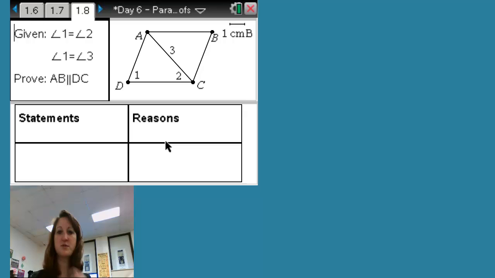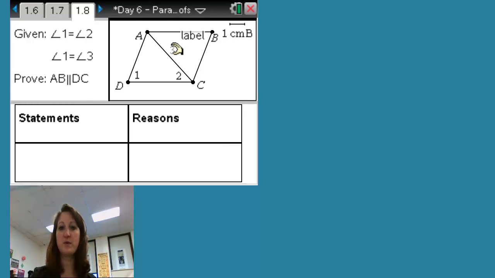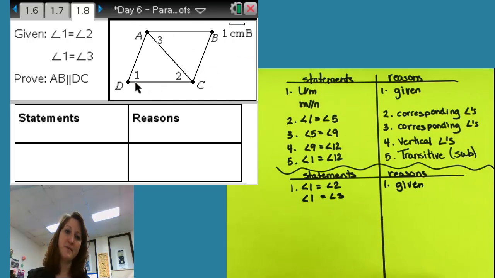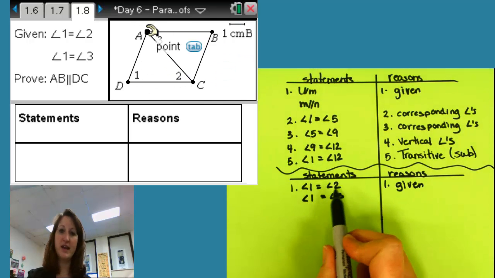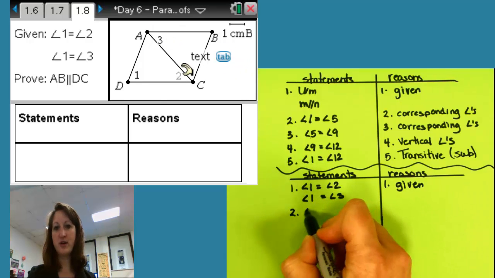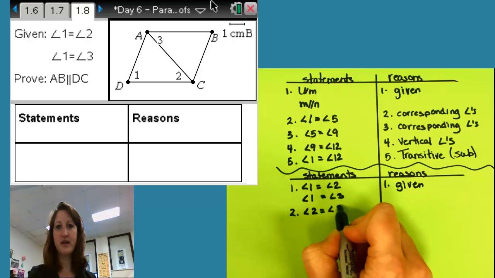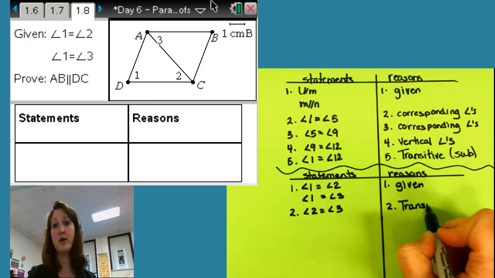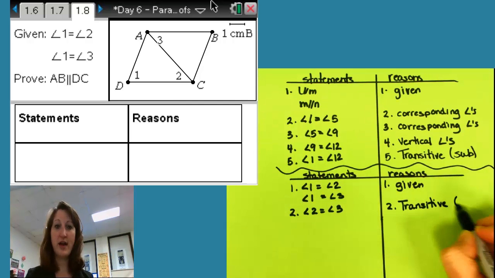Alright, so let's take a look at this proof. With this one, what we have are angle 1 is equal to angle 2, and angle 2 is equal to angle 3, and we want to prove that AB is parallel to DC. So if I'm looking at AB and DC, and I look at AC as my transversal, if I can show that 2 and 3 are equal, then I can say that the lines are parallel because 2 and 3 are alternate interior angles.